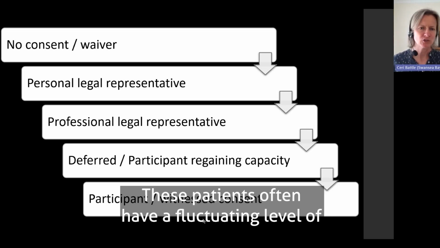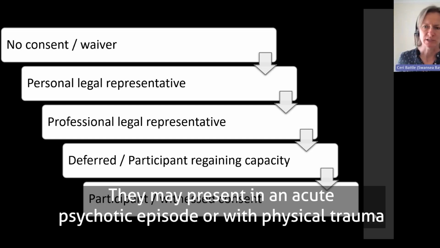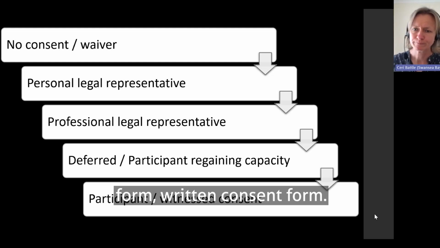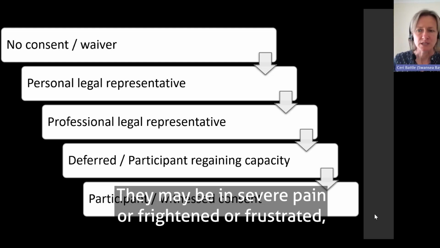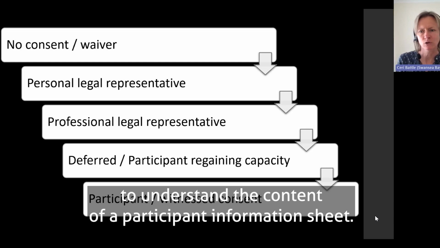example. These patients often have a fluctuating level of capacity or consciousness. They may present in an acute psychotic episode or with physical trauma that would preclude them from signing a traditional written consent form. They may be in severe pain or frightened or frustrated, and all these things can impede the patient's capacity to understand the content of a participant information sheet.